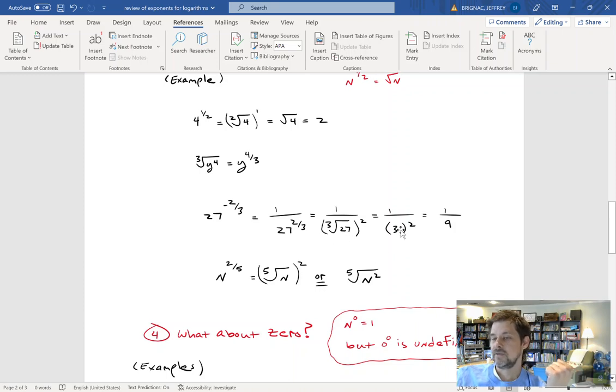So that's that part of it, and then I gotta square it. 3 squared is 9. I get 1 over 9, so 27 to the negative 2/3 power is 1 over 9. Okay, so let's take one more.